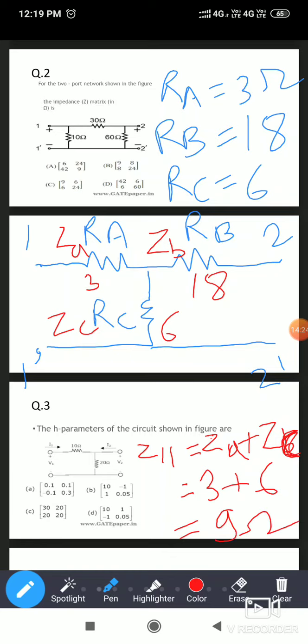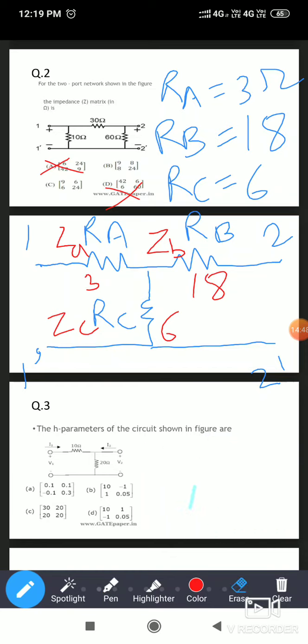So which option is correct? In that option, if you are finding B and C, these two options are correct, so two options will be eliminated. Option A gets eliminated and option D gets eliminated. So only two options are remaining. So you need to calculate the next parameters also. Okay, so Z11 is equal to 9 ohm we are getting.